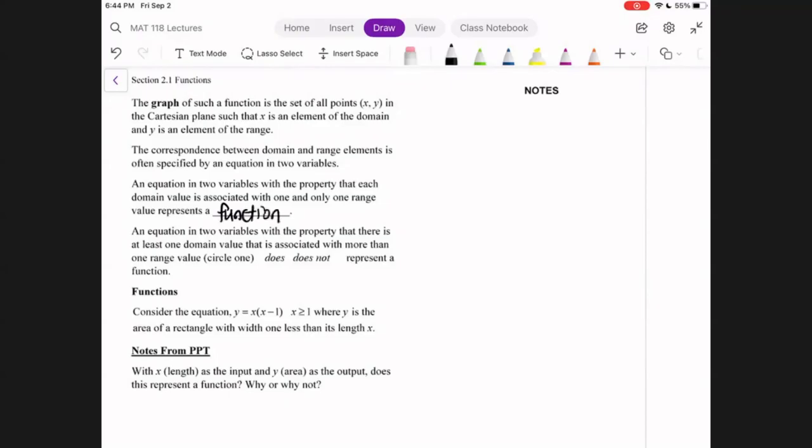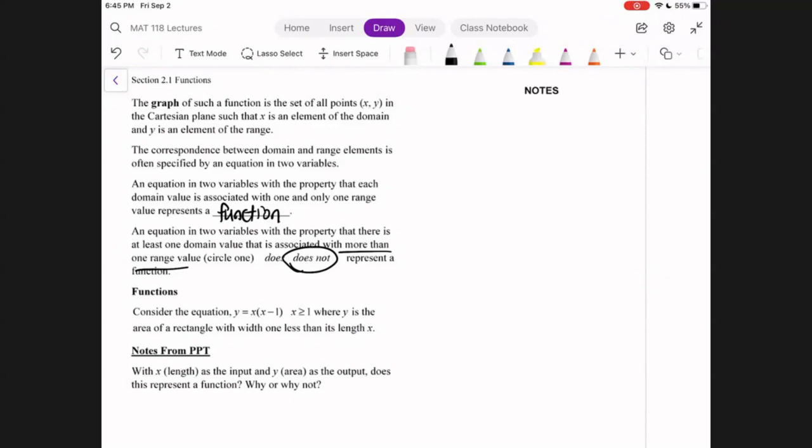This is another way to think about it. So an equation in two variables with a property that each domain value is associated with one and only one value in the range, okay? So this last part here, an equation in two variables with the property that there is at least one domain value that's associated with more than one range value. So this does not represent a function, okay? That means if I plug in the same x value, two different y values will make it work.